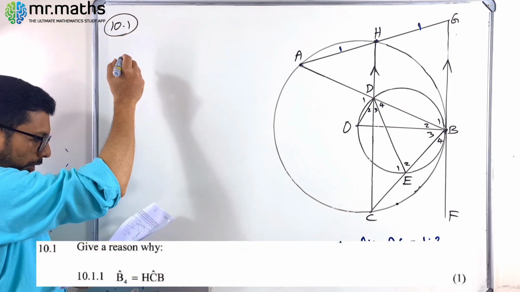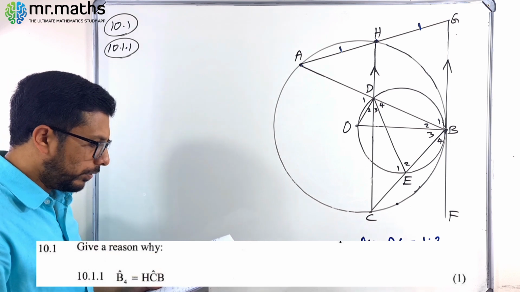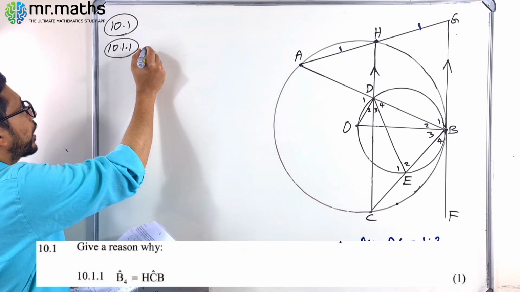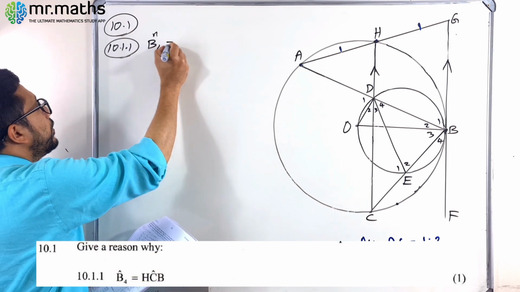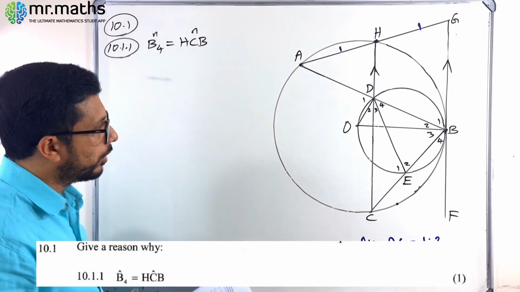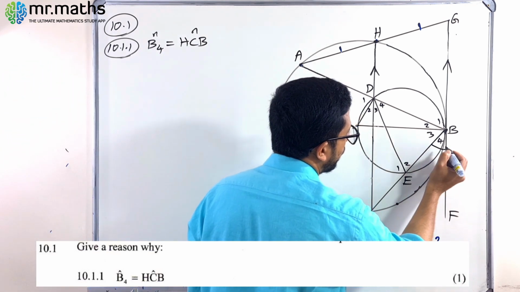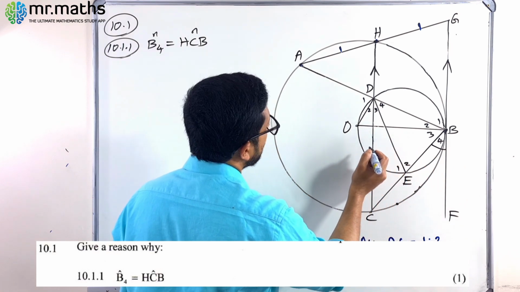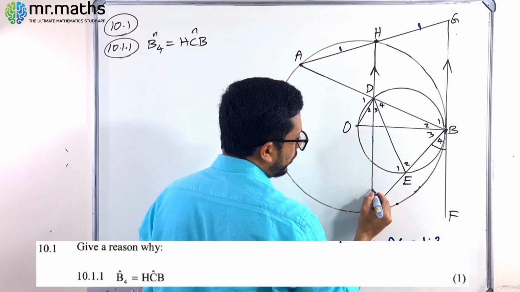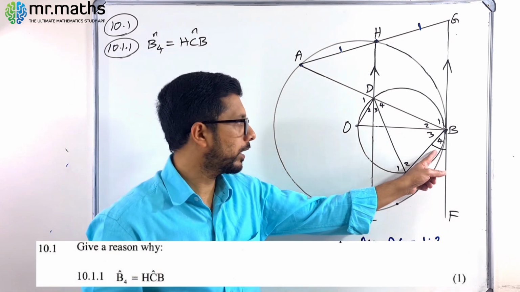Okay, now 10.1, first question. 10.1.1. What is that question? Give reason why B4 is equal to HCB. You have to write the reason why angle B4 is equal to angle HCB. Which two angles are that? There are so many lines here, guys. Don't be confused. This is B4 and HCB. H is here, C is here, B. That means you have to write the reason that this angle and this angle are equal.